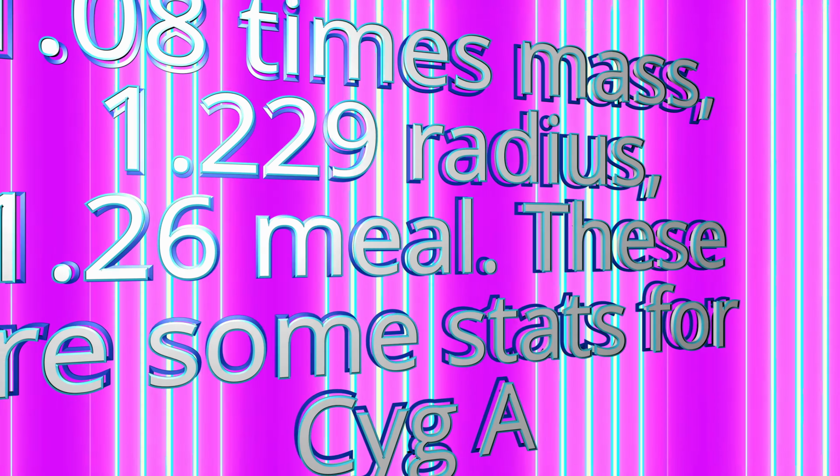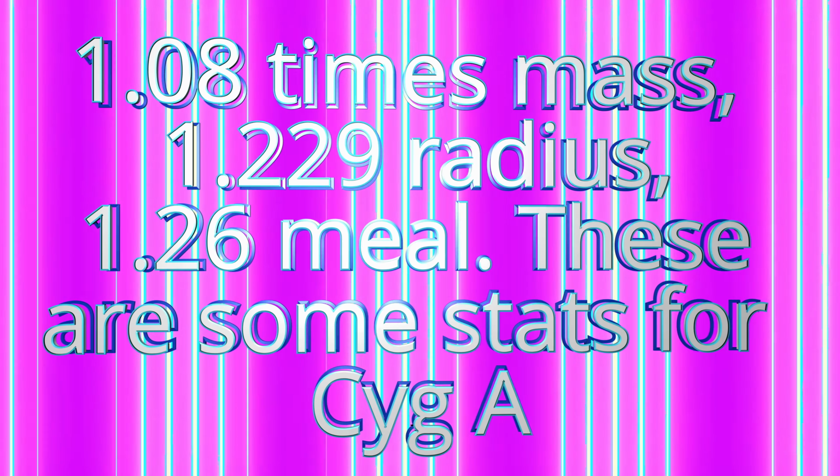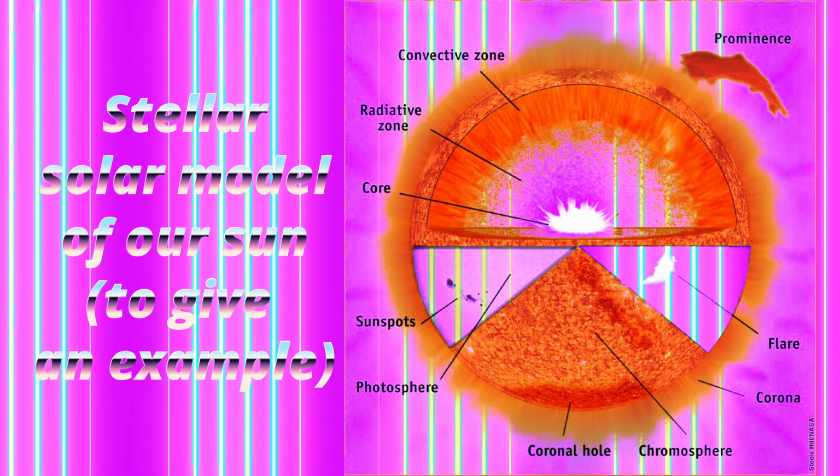Sig A is 1.8 times the mass, 1.229 the radius, 1.26 the metal for stats compared to the sun, and B is 1.04 times the mass, 1.116 radius, 1.13 metal. This gives us insight into our stellar solar models for stars slightly more massive than our sun, as there are several core deviations in Sig A's core.